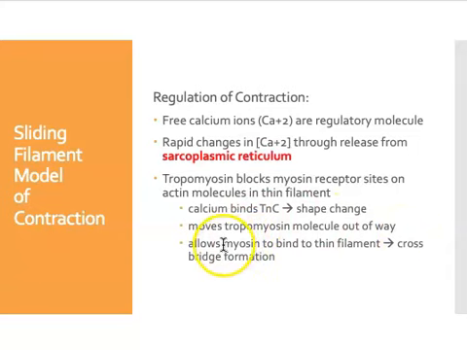And that's going to allow the myosin heads to bind to the thin filaments. As long as there's ATP available, once the tropomyosin is moved away from the groove in the thin filament, the binding sites are exposed, and now the myosin heads can bind, and cross bridges can form. Calcium is the regulatory molecule.